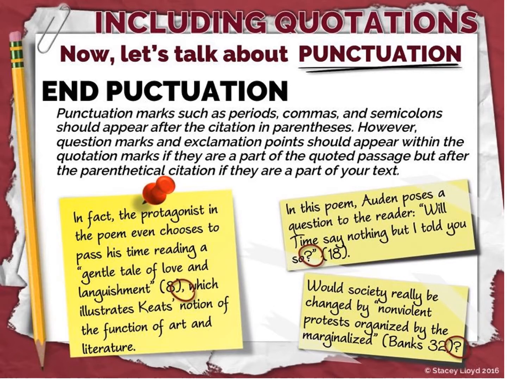And here we have some examples. On the left, in fact, the protagonist in the poem even chooses to pass his time reading a "gentle tale of love and languishment" (8), which illustrates Keats' notion of the function of art and literature. You have line 8 that you're quoting of Keats. Your comma comes after the parentheses because you're using a comma just inside your sentence. A good example of question marks inside the quotation would be in this poem, where Autumn poses a question to the reader: "Will time say nothing, but I told you so?" And the question mark is included inside the quotations because it is a part of the quoted sentence.